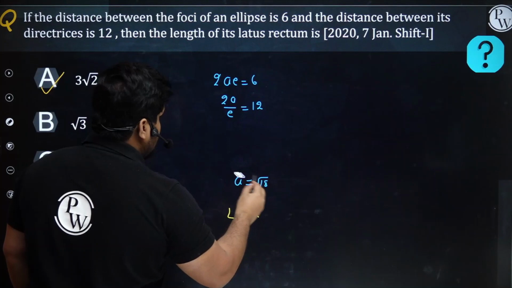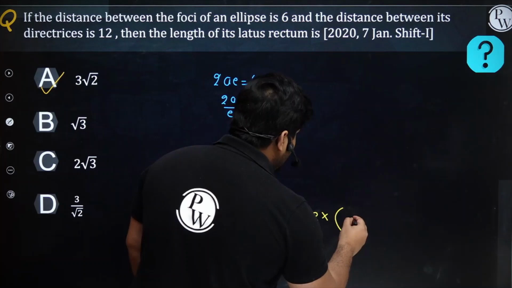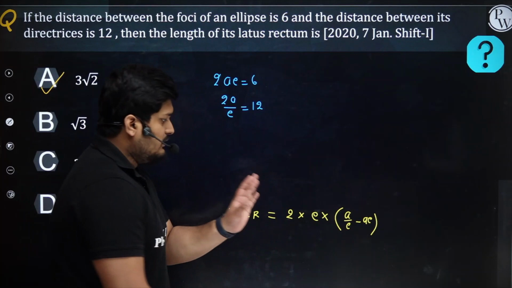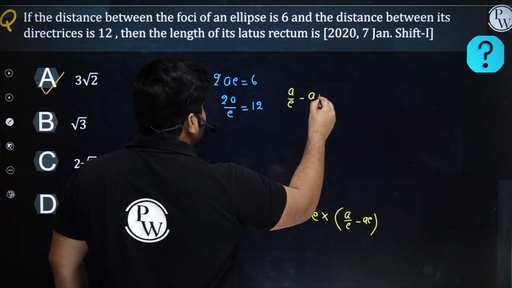That's all. The length of the latus rectum, if you remember, we had written as twice the eccentricity multiplied by the distance between the focus and directrix. This was the answer. This was the alternate way. Twice the eccentricity into the distance between a by e minus ae. What is a by e minus ae? From these two, it is 6, so this is 3. This is 3.